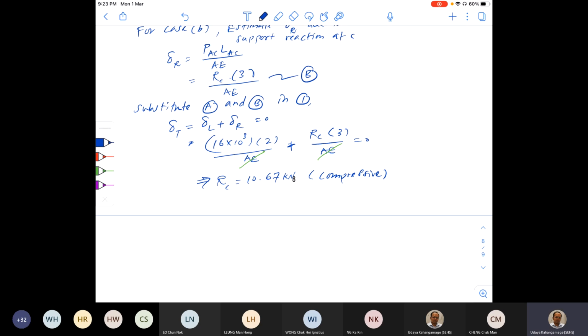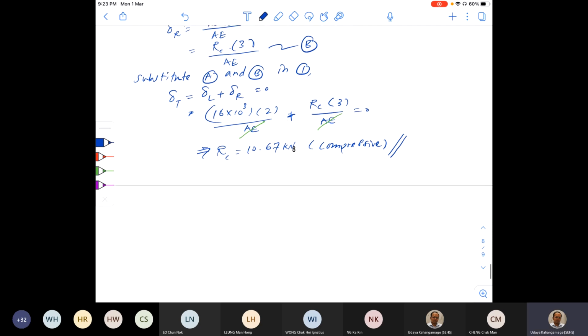Now we need to find out the reaction at support A. This is the first part, one of the answers, the reaction at C. So if you want to find out the reaction at A, we need to draw a free body diagram for the whole system again.